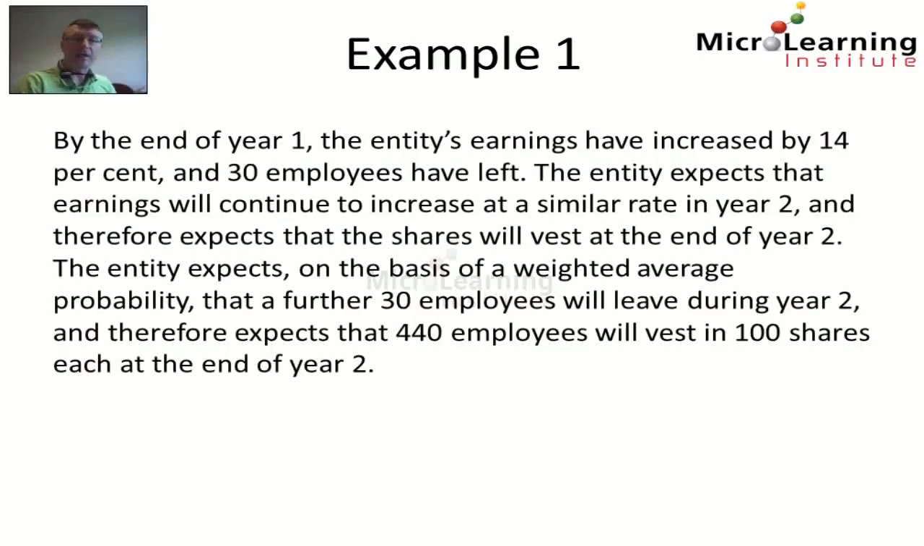Now we're told that by the end of year 1, the entity's earnings have increased by 14% and 30 employees have left. The entity expects that earnings will continue to increase at a similar rate in year 2 and therefore expects that the shares will vest at the end of year 2. The entity expects, on the basis of a weighted average probability, that a further 30 employees will leave during year 2 and therefore expects that 440 employees will vest in 100 shares each at the end of year 2.